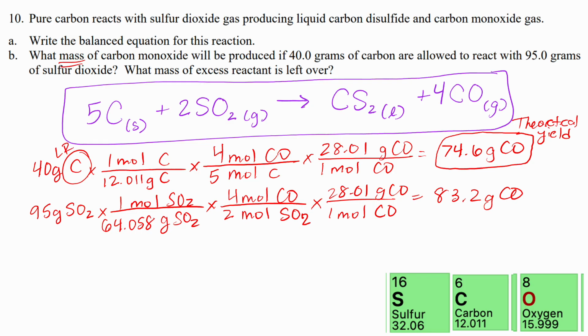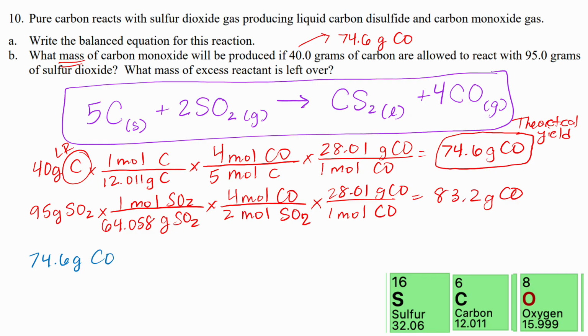So it says what mass of carbon monoxide will be produced. And the answer to that is 74.6 grams of carbon monoxide. Then it says what mass of excess reactant is left over. So remember, to get our mass of excess reactant left over, we have to take our theoretical yield, which is the actual amount of product that can be made. So that is 74.6 grams of CO.